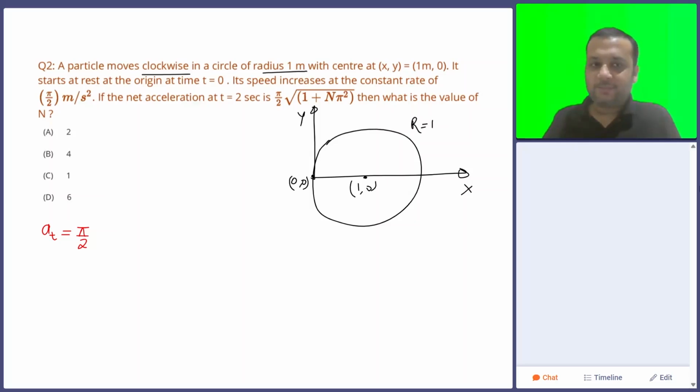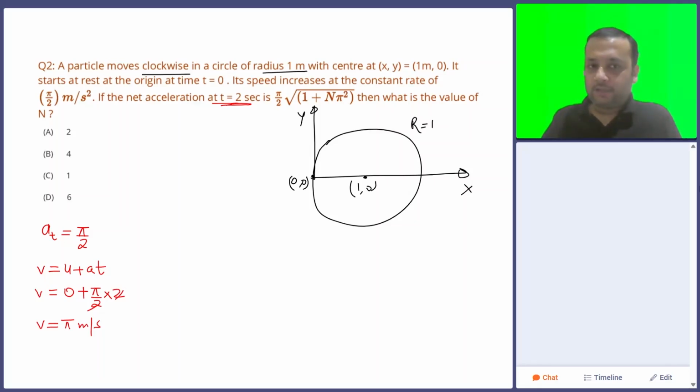For finding the speed at 2 seconds, I can use v equals u plus at. Initial speed was 0, tangential acceleration is pi by 2, and the time is 2 seconds. That means the speed at t equals 2 seconds becomes pi meter per second.